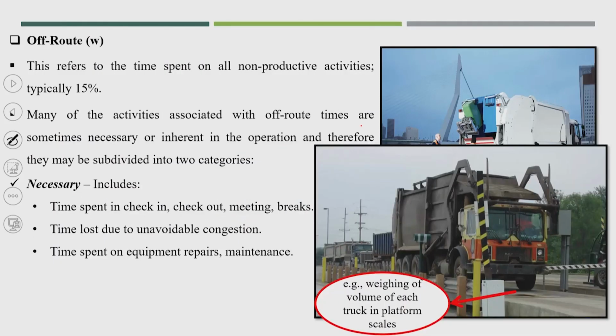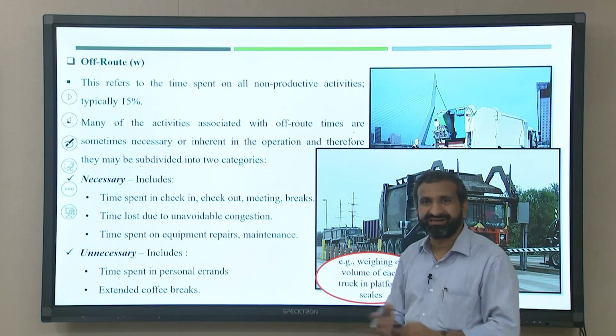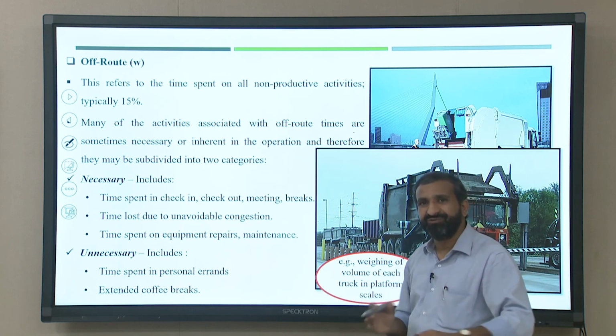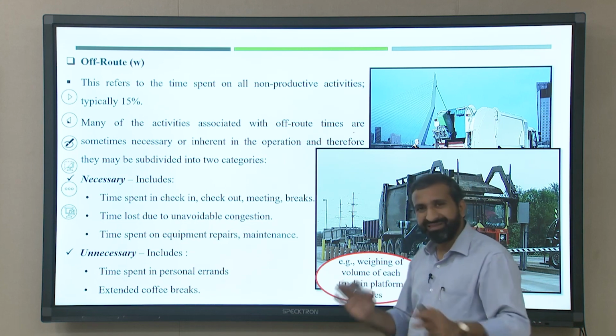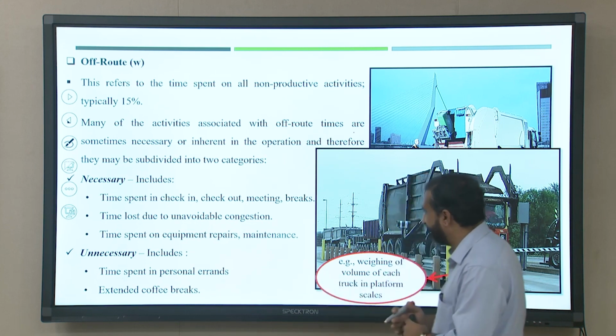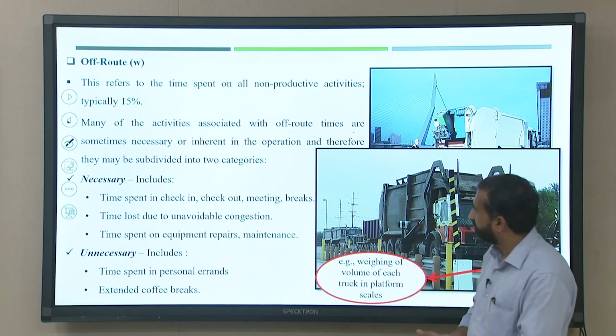Here is another photograph, for the weighing of the volume of each truck on the platform scale. And there could be some unnecessary time, that is, time spent on personal matters or unnecessarily extending tea times and coffee breaks. You know that a few drivers will always spend some unnecessary time. So that is included in the off-route time.